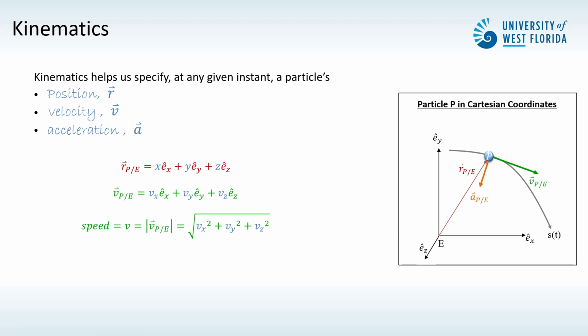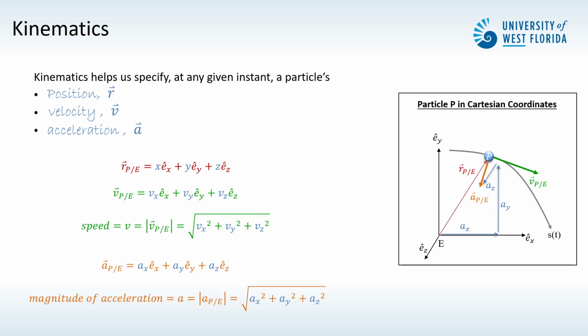As with velocity, we can express an object's acceleration vector in terms of the unit vectors of a convenient reference frame. Here, acceleration could be written as a_x e_x plus a_y e_y plus a_z e_z. The magnitude of the acceleration is computed as the square root of a_x squared plus a_y squared plus a_z squared.